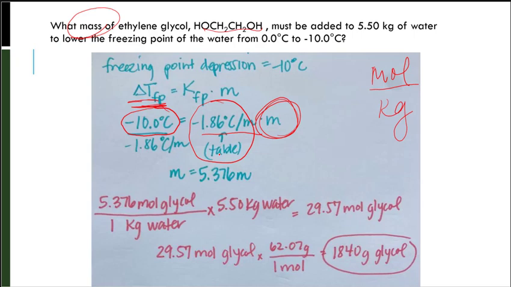We're told that we had 5.5 kilograms of water, so that will cancel that unit out, leaving us with 29.57 moles of ethylene glycol. And I found the molar mass of ethylene glycol, so we went from moles to grams. With three significant figures, there would be 1,840 grams of ethylene glycol.